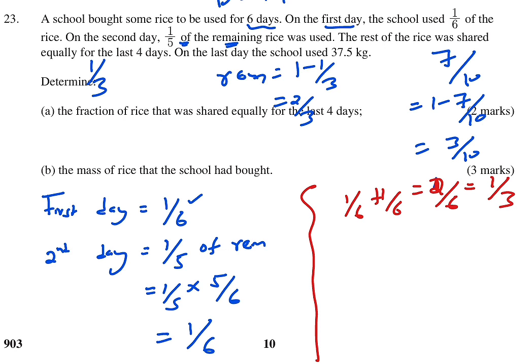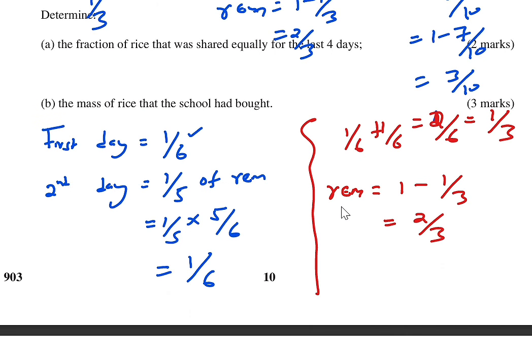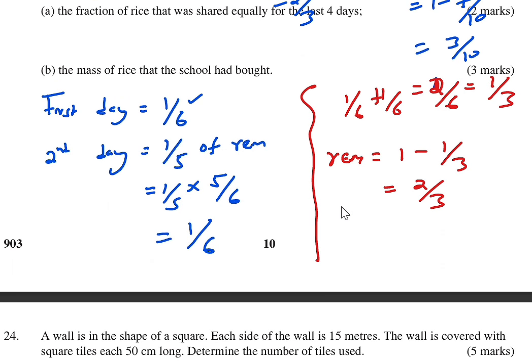So in those two days they used 1/3. I want the remainder, which is 1 minus 1 over 3, which is 2 over 3. This is the remainder, which they share equally for the last 4 days. Equally means each day they share the same amount, so we divide by 4 to get the amount for one day.